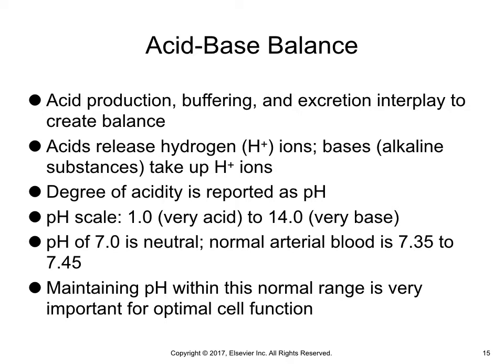Laboratory tests of a sample of arterial blood, called arterial blood gases, or ABGs, are used to monitor a patient's acid-base balance. The pH scale is from 1.0, which is very acid, to 14.0, which is very base, or alkaline. A pH of 7.0 is neutral. Normal arterial blood is 7.35 to 7.45. Please review Table 42-6, Arterial Blood Gas Measures, as a supplement to this PowerPoint.